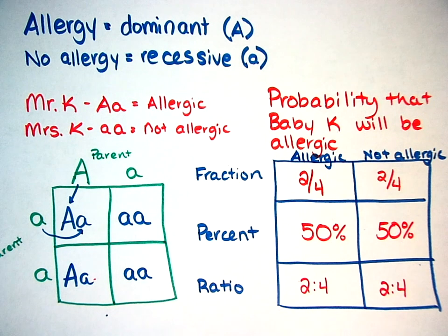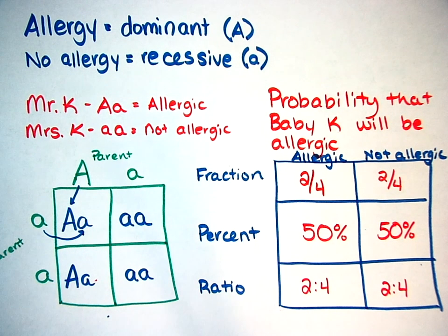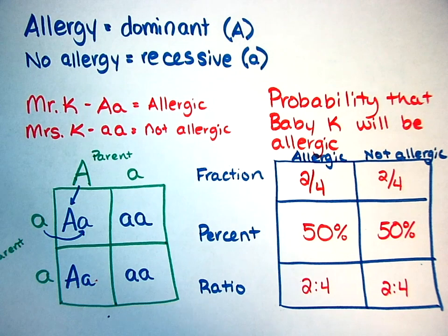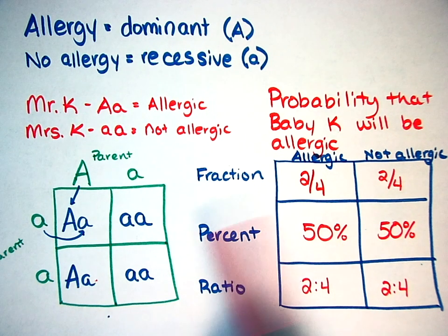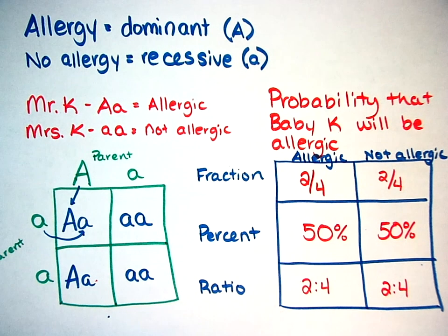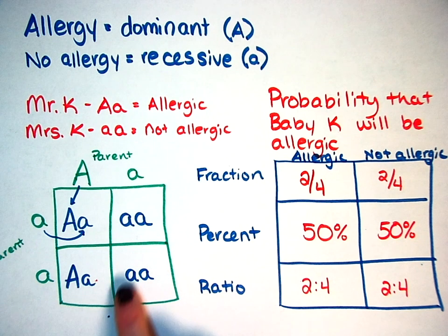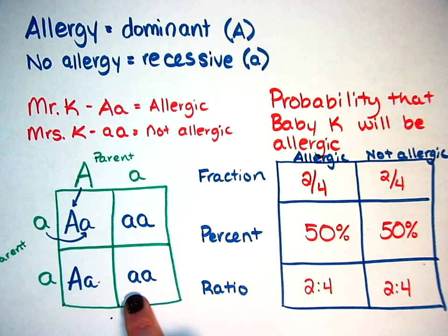Now, on the worksheets, if I ask you for probability and don't specify, you are allowed to use whichever of these forms you'd like. You may represent it as a fraction, as a percent, or as a ratio. Just make sure that you know how to do all 3, because you might encounter them as questions on our exit ticket, which will be next week. So this is how you calculate the potential babies that someone could make.